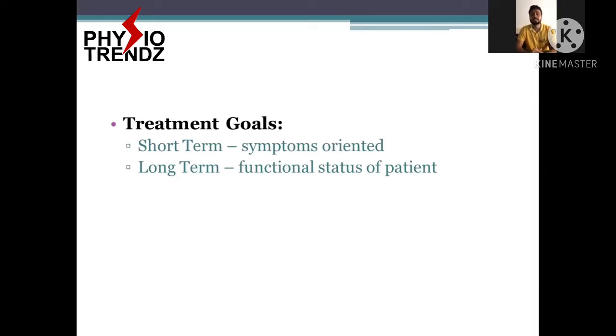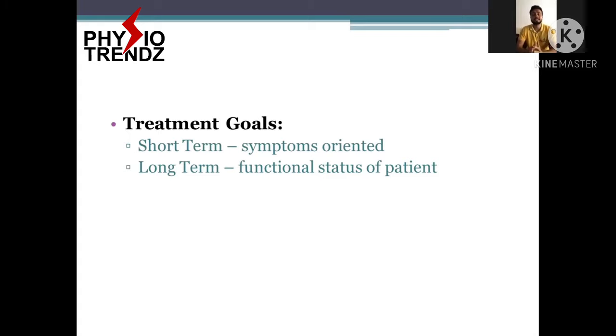The next part is, once the diagnosis is confirmed, we have to move forward to the treatment protocol. In the treatment protocol, first we have to determine our short-term goals and long-term goals. Short-term goals are mostly symptom oriented. So basically, we have to reduce the pain of the patient and improve the range of motion for the patient. All those things come in the short-term goals.